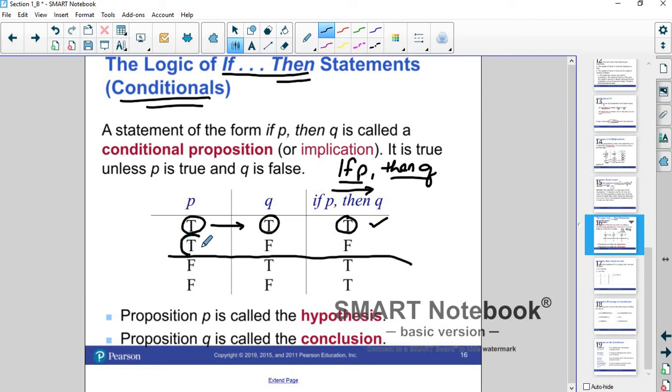Here, if P is true and Q is false, then what happened? I did what you told me. I did the if part. If P, I did it. But Q didn't happen. So the statement if P then Q is false. Because I tried the first part and the second part didn't happen.